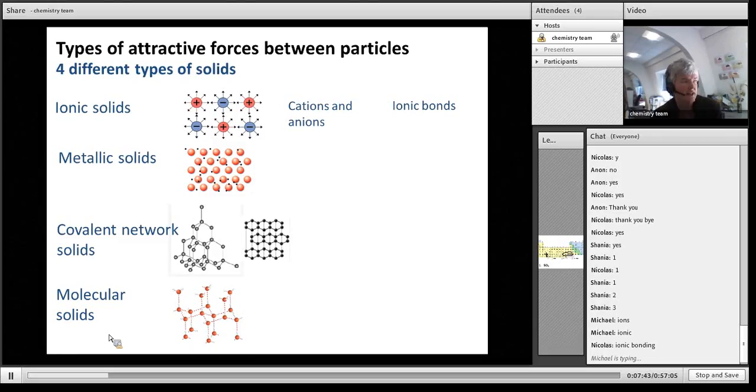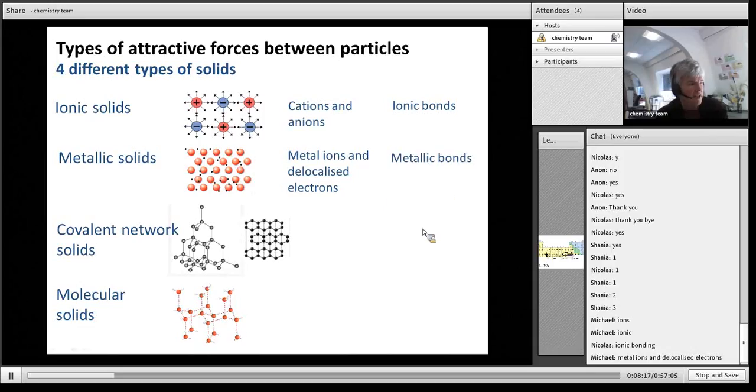So Michael is typing, and this, as I say, can be fairly debatable, but I just want to move on. So metal solids would be metal ions and delocalized electrons, or metal atoms and delocalized electrons. I think what Michael said there is perhaps the best way. You could say metal cations if you like, but anything relating to that, you could say metal atoms, I think should also be accepted. And then of course it's metallic bonds. And for covalent, it's non-metal atoms only, and covalent bonds.